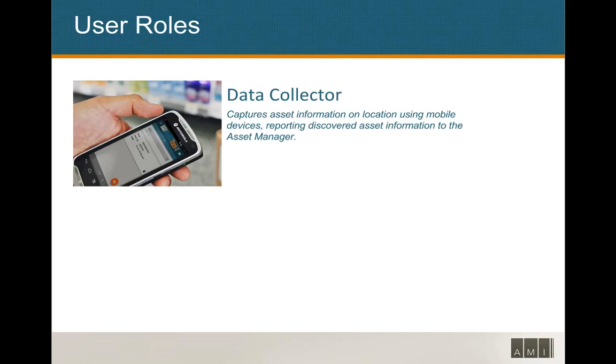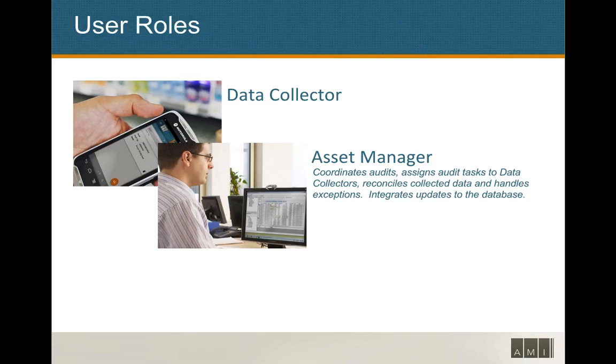So there's three primary roles. There's the data collector. That's your guy that you send out to the field to scan and capture asset information using their mobile devices. There's the asset manager, who monitors the incoming data and reconciles. The asset manager coordinates the audit, assigns the audit tasks to data collectors, and then reconciles any records that come in that don't align properly with the repository, such as adding purchase information and determining whether assets should be added to the repository or not.